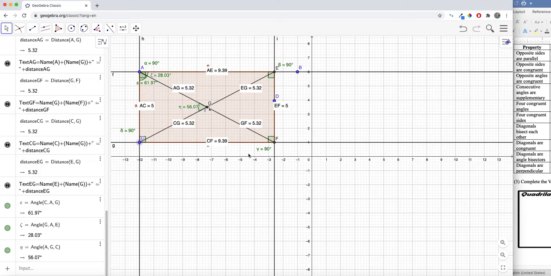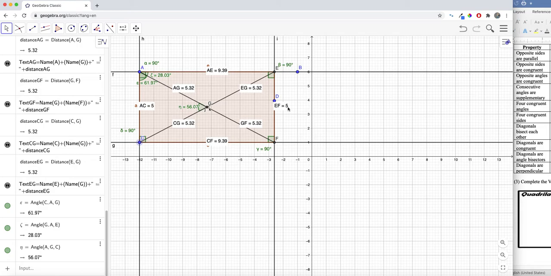Yes, because they're all 90. Four congruent sides. That is not true because these are 5 and these are 9.39. Diagonals bisect each other. 5.32. Yes, yes, and yes. Diagonals are congruent. Yes, because 5.32 plus 5.32 would be 5.32 plus 5.32.